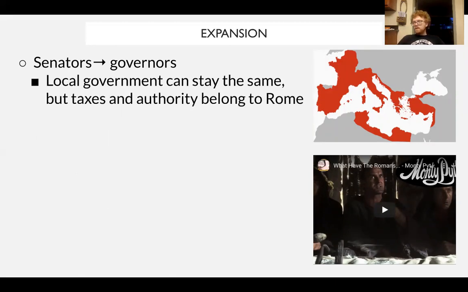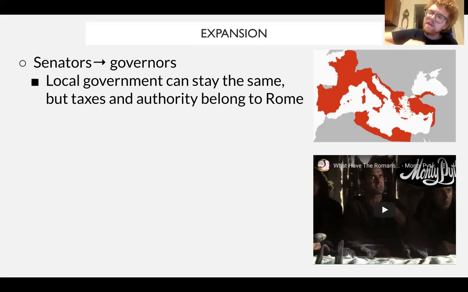But much like we've seen with the Persian Empire, the Roman Empire is going to be very much in favor of stability and continuity. They're going to say that, okay, local kings, local administration, that can all stay the same. It seemed like it was working before we got there.